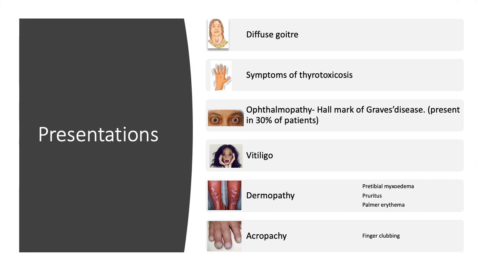The presentations of Graves' disease. There is a triad of presentation in Graves' disease. That is, Graves' disease presents with diffuse goitre with thrill and bruit, symptoms of thyrotoxicosis, and ophthalmopathy. Other than this triad, Graves' disease can present with vitiligo, dermopathy such as pretibial myxedema, pruritus, palmar erythema, and thyroid acropathy such as finger clubbing.